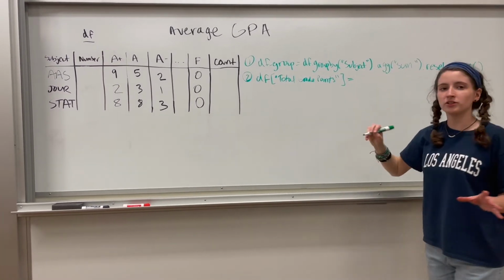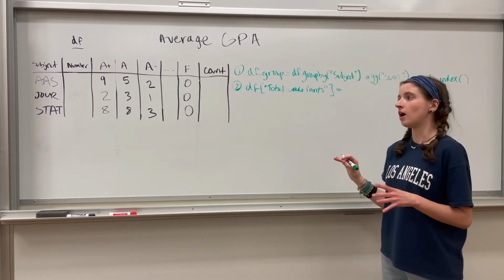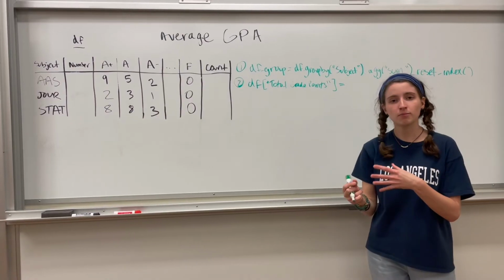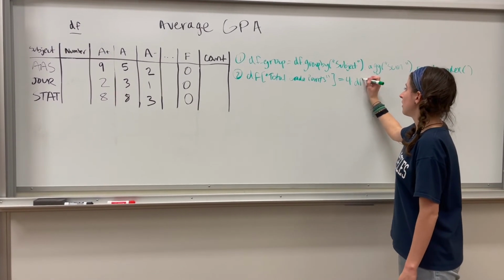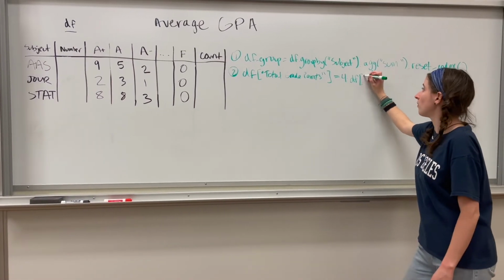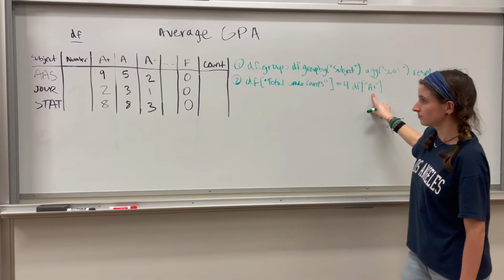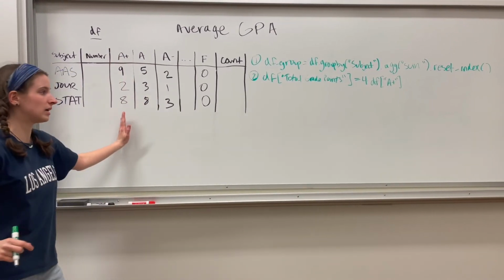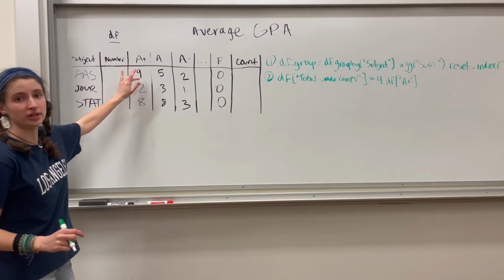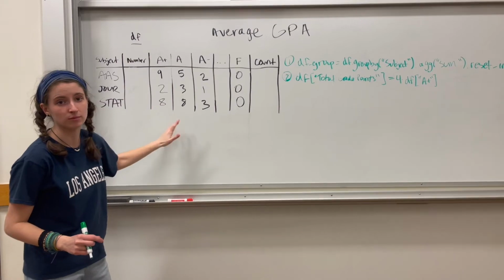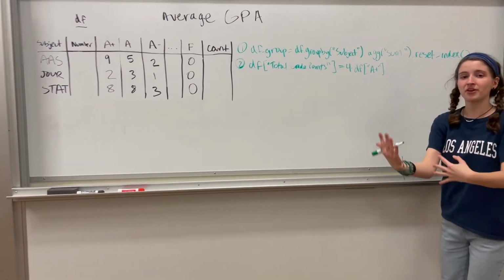And then you just want to do the calculations like we did earlier, where you multiply each letter by the number of points it receives. So you could do 4 times the column that holds all the A pluses, df A plus, because this column for every row contains the number of A pluses that were given. When you multiply it by 4, that's the total number of grade points received by all the A pluses earned in each subject.